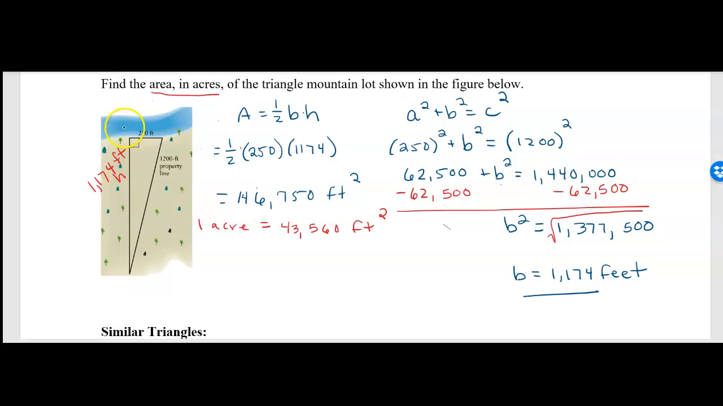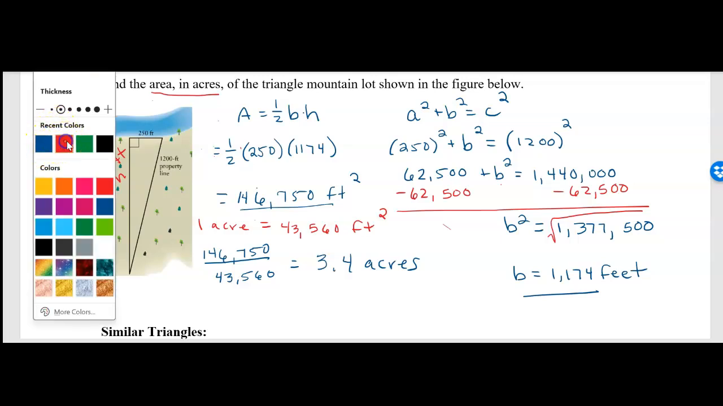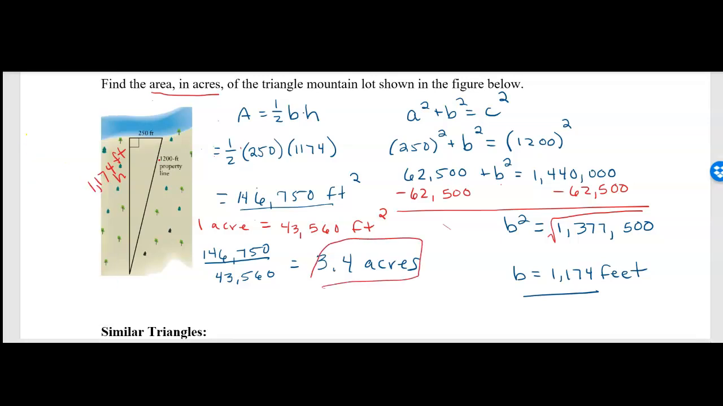Okay, so I'm just going to put that in there because now we have to do a conversion. We've just found the area in feet squared, but now we have to put it in terms of an acre. So then that means we're going to take 146,750 and divide that by how many square feet are in an acre. And let's round to the nearest tenth for this. So when you divide this, that would be around 3.4 acres. And that's your answer. Finally, yes, that was a long one.